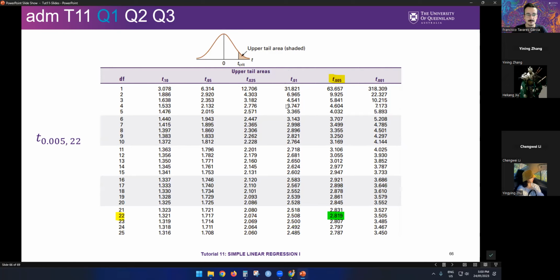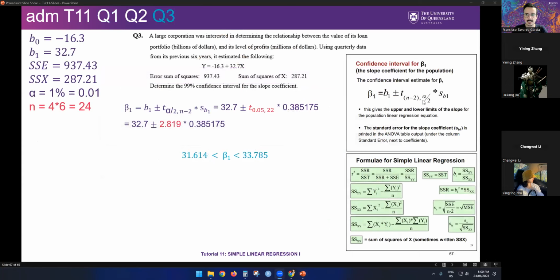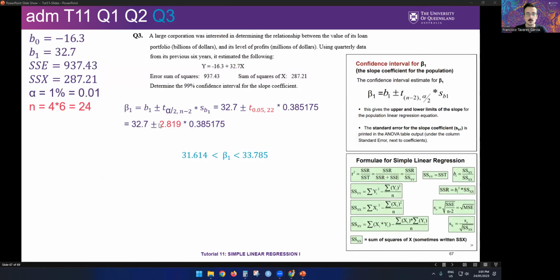So for the t, 0.005 in here and 22 degrees of freedom, we find 2.819. So let's replace it back in our equation. 2.819 times that value, and this is our confidence interval, and we find beta 1 is in between 31.614 and 33.785. And that's our 99% confidence interval for the slope coefficient of the population. This is population. This was sample. This is population. All right.